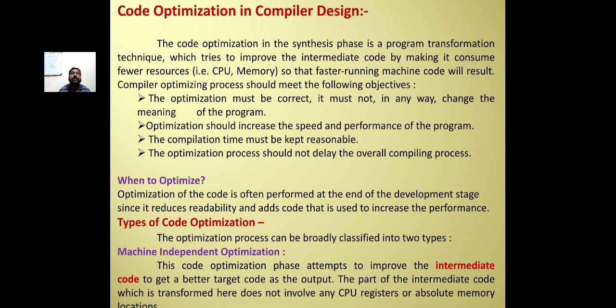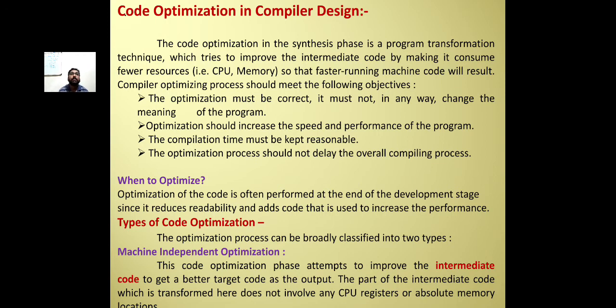Code optimization in compiler design. Code optimization, in the synthesis phases, is a program transformation technique which tries to improve the intermediate code by making it consume fewer resources, CPU and memory, so that faster running machine code will result.